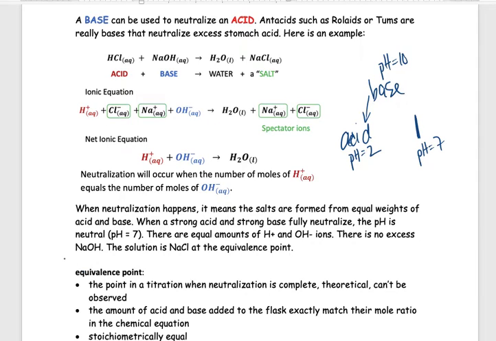Okay, so we're just going to look at strong acids, hydrochloric acid and sodium hydroxide here. Basically, when neutralization happens, you're going to find that you have the same weights of acid and base in the solution. You won't have any extra sodium hydroxide left in the solution, because if you do, then you're going to go over the middle mark, and you end up becoming more basic.